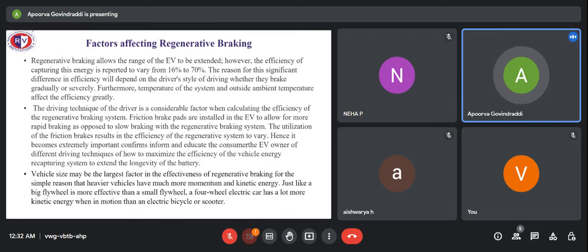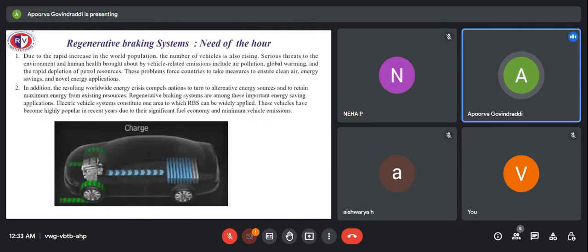And the vehicle size may be one of the biggest factors in the effectiveness of regenerative braking. The reason for this is that heavier vehicles have much more momentum and kinetic energy due to their weight. So, just as a big flywheel is much more effective than a small flywheel, a four-wheel electric vehicle has a lot more kinetic energy, and hence a lot more efficiency in terms of regenerative braking when in motion, than an electric bicycle or scooter, because it produces a higher amount of electric energy.